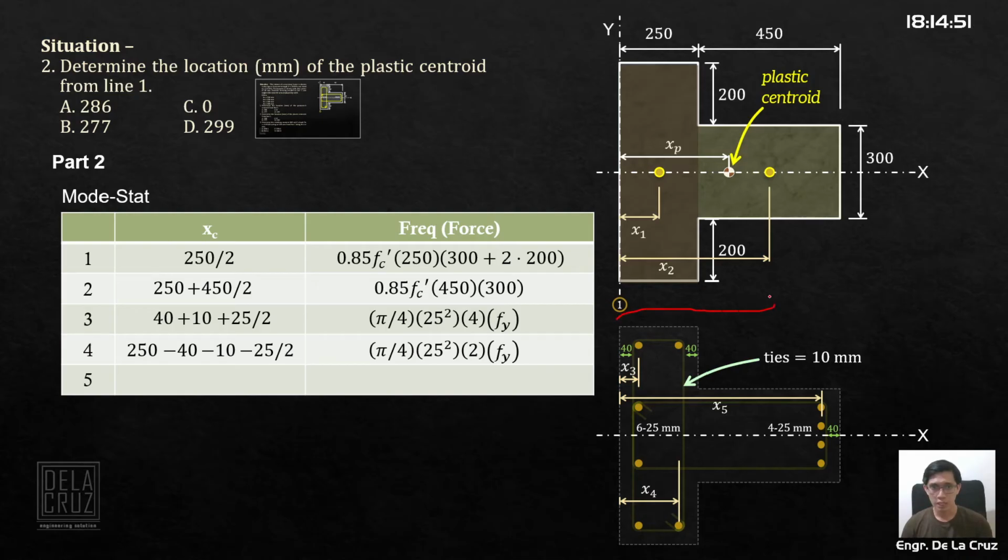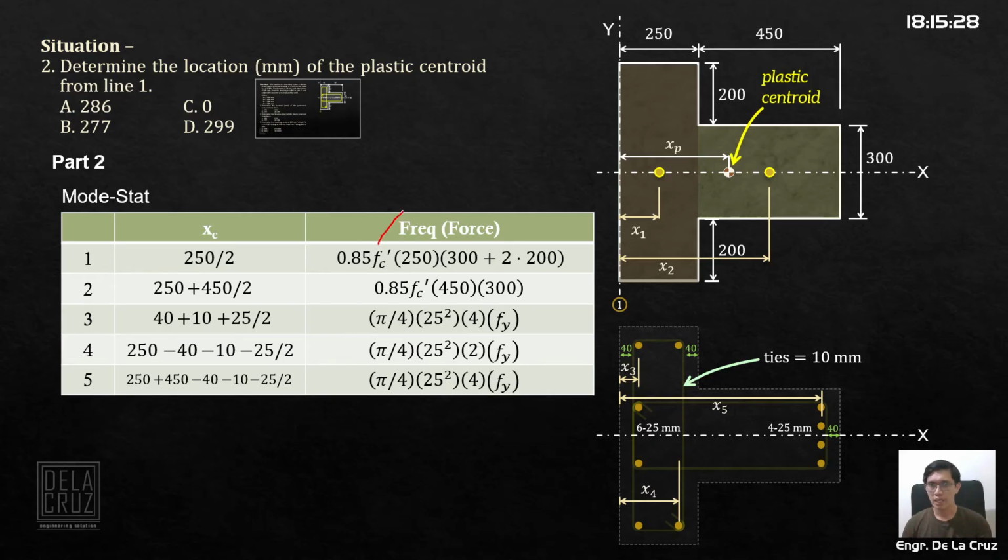So, maganda kunin natin to. Itong lahat. That's 250 plus 450. 250 plus 450. Then, atras tayo ng 40 clear cover. Atras tayo ng isang diameter ng tie, 10 mm. And dapat sa center tayo, sa centroid ng bar. Atras pa tayo ng 25 over 2. And yung area ng 4 na bar, 25 mm pa rin yan. You have pi over 4 times 25 squared times 4 times Fy.